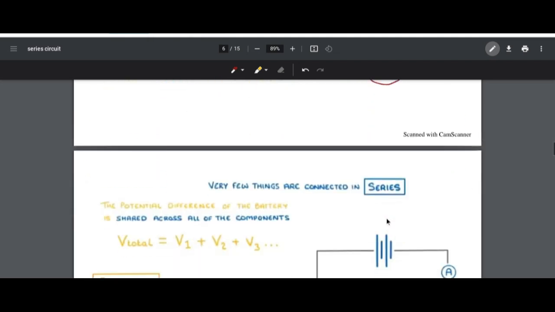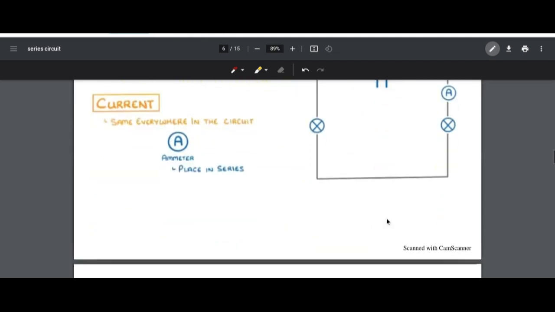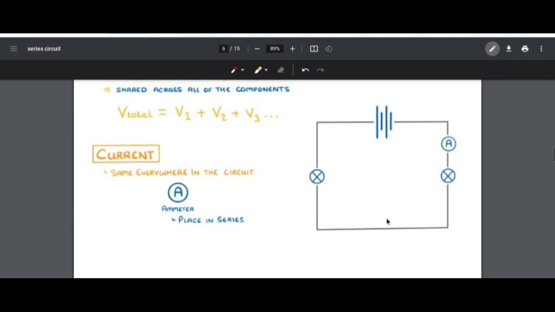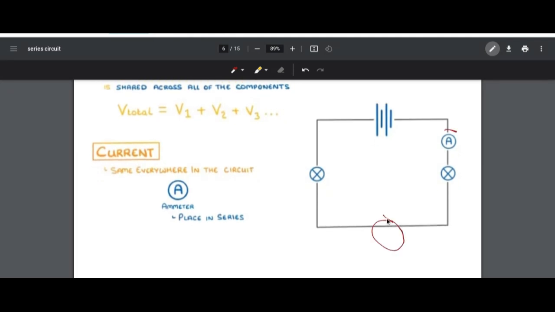Yes. And the very few things are connected in a series. We can place the ammeter anywhere. Look here, in the previous picture it was here, now it is here, and I can place it even here. There is no specification. We have to follow the rules. We can place the ammeter anywhere in the circuit. Got it?